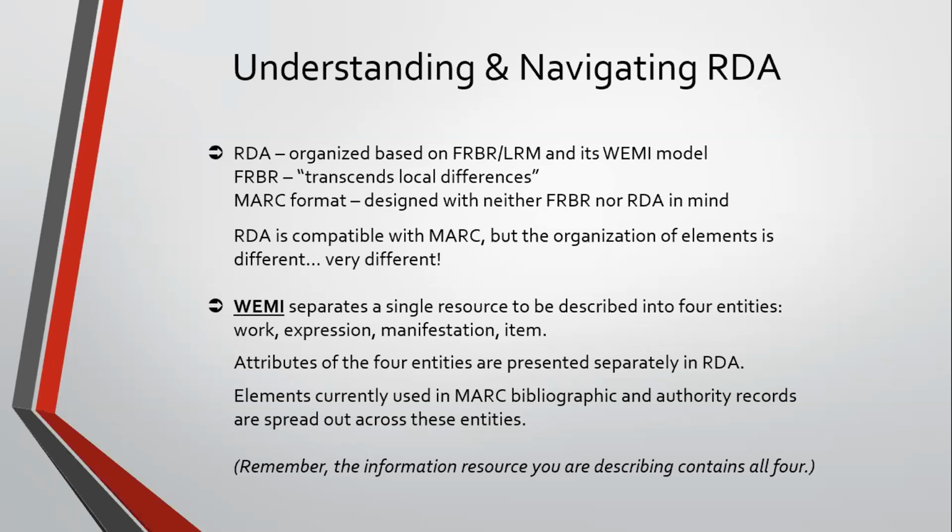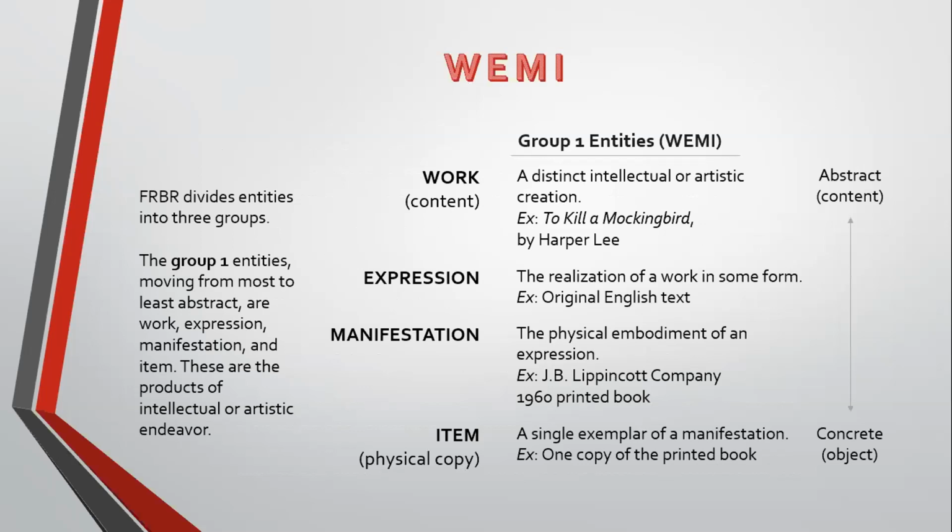And then I'll go through a little bit more about the WEMI model, but before we jump into that, I think it's important to keep in mind that a resource you can actually hold in your hand contains all 4 of these entities. So one cannot physically exist without all of the others. Okay, so the 4 WEMI entities make up the first of 3 groups of entities in FRBR. And these are defined as the products of intellectual or artistic endeavor. And the order of these entities is important: WEMI, work, expression, manifestation, item, because they move from most abstract to least abstract, from abstract to concrete.